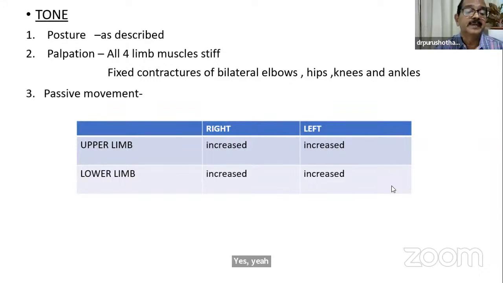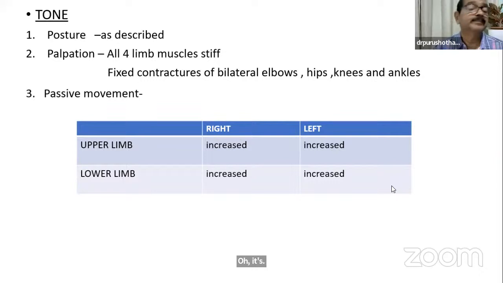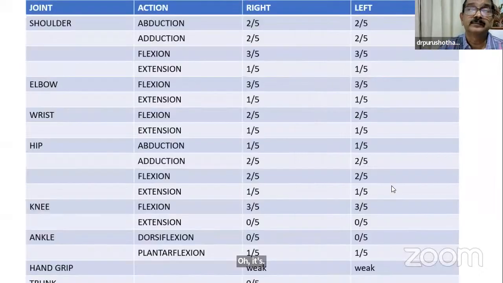Very good. Okay. In this case, it's very important. What do you think in this case? Is it spasticity only or a combination? Is there any torsion movement? No torsion, no twisting movement. So it's purely pyramidal only. Okay, go ahead. Power of muscles.